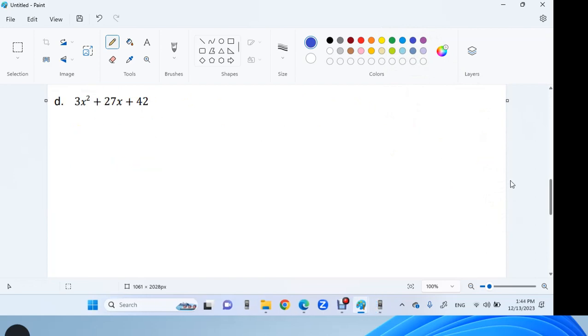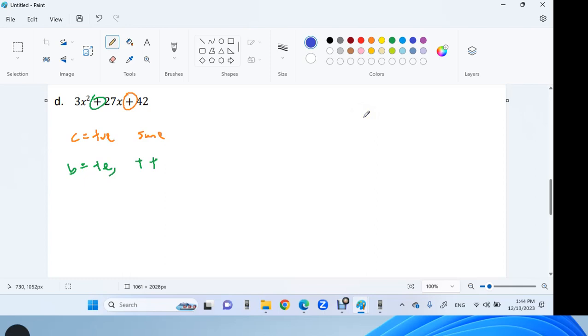Yes. So for this question, we look at the value of C. C is positive, then it is the same sign. And then B is positive, so we have plus plus here. For the 3x squared, we have 1 times 3. And for 42, I have 1 times 42, 2 times 21, 3 times 14, and 6 times 7. It seems like there are a lot of possible combinations here, but actually we don't do that.